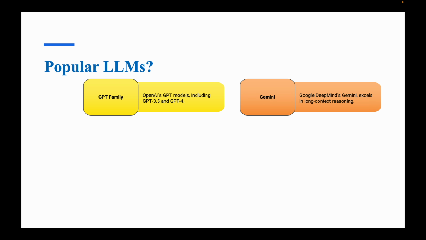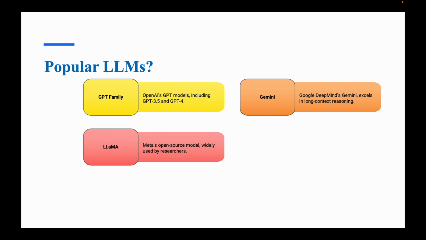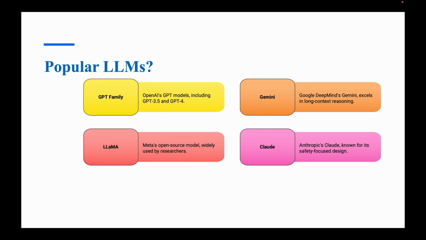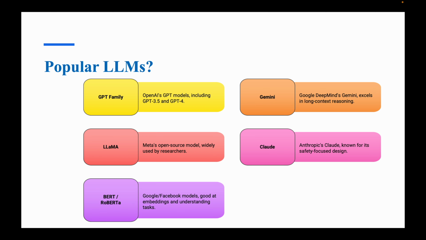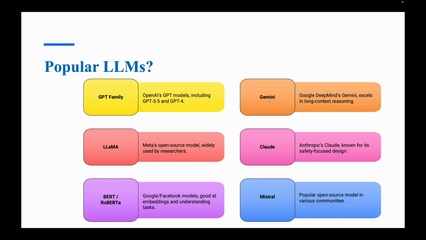Here are some popular LLMs recently. The OpenAI GPT family such as GPT-3.5, GPT-4. Google DeepMind's Gemini, which excels at long context reasoning. Meta's open source model, which is widely used by researchers. Anthropic's Claude, which is known for safety-focused design. Google's BERT and Facebook's RoBERTa are good at embedding and understanding tasks. Mistral, which is popular in open source communities. Therefore, these are some of the popular LLMs recently, and each LLM has its own strengths and benefits.